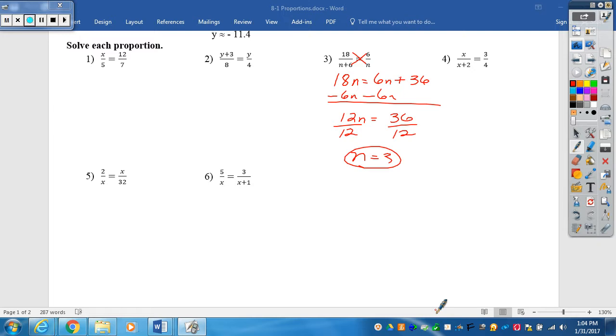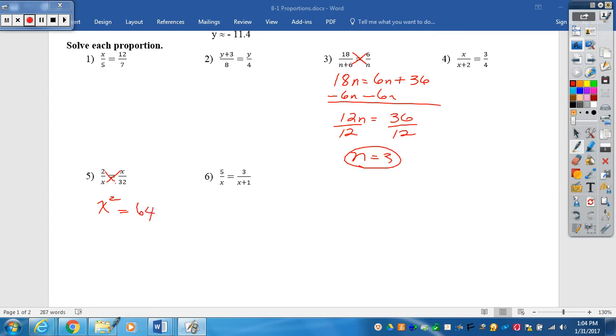Now for number 5, the common error on this problem is students forget what x times x is. A lot of times they want to say x times x is 2x. No, no, no. That's x plus x is 2x. X times x is x squared. So if I put this down, x squared is equal to, and cross product here, 64.